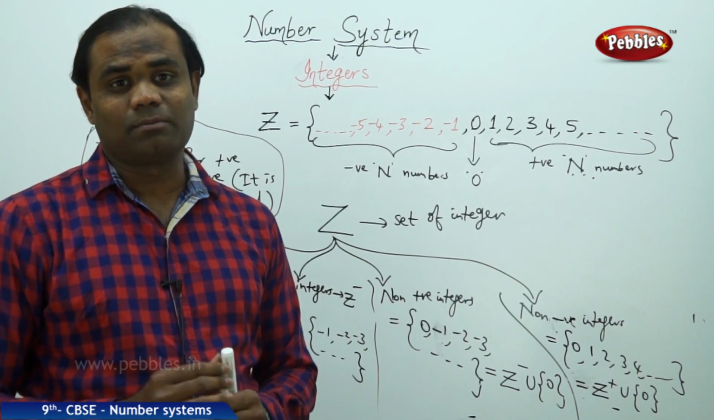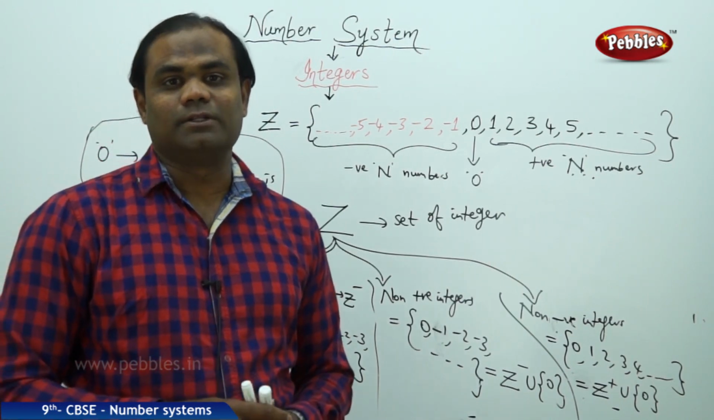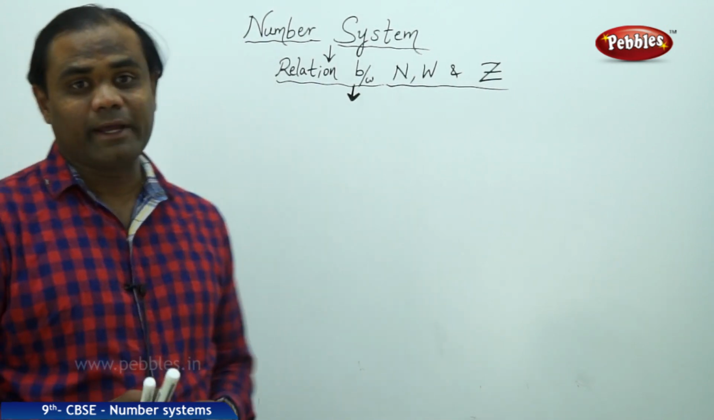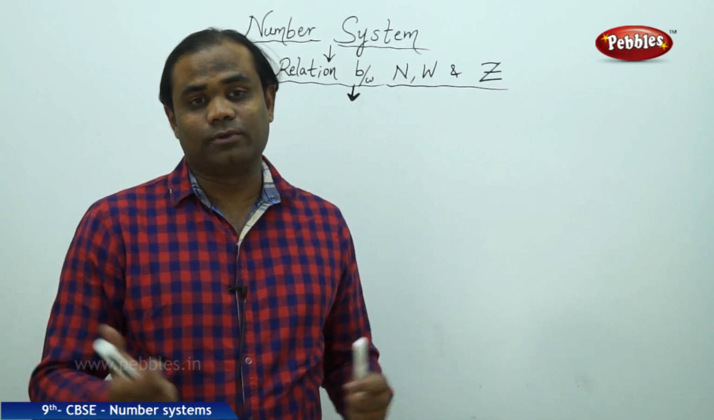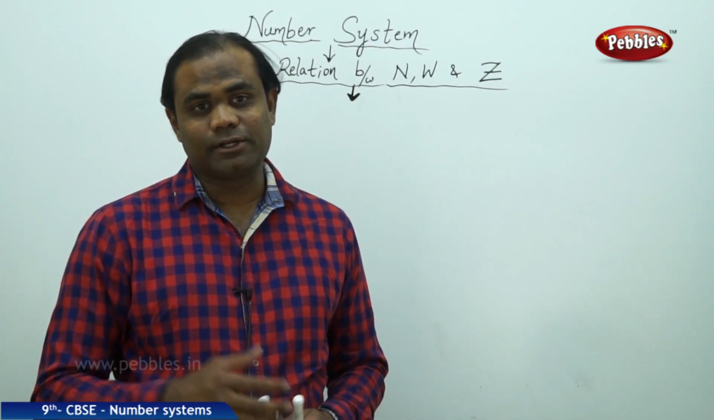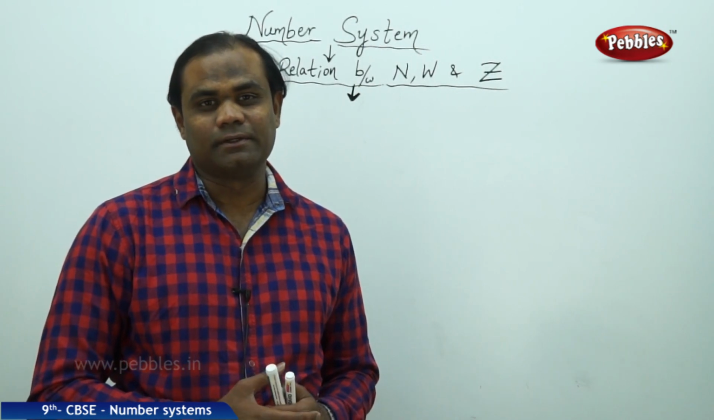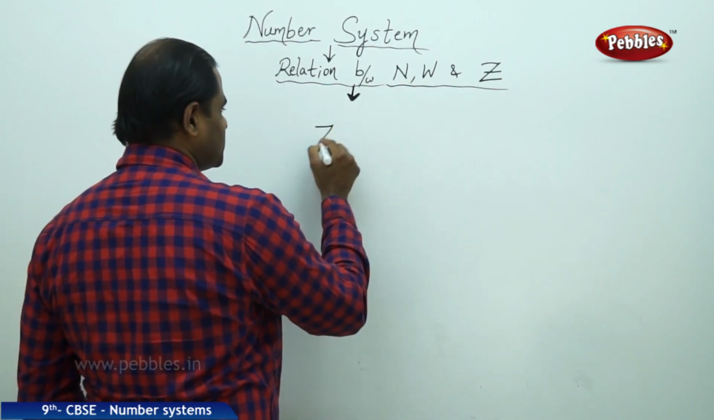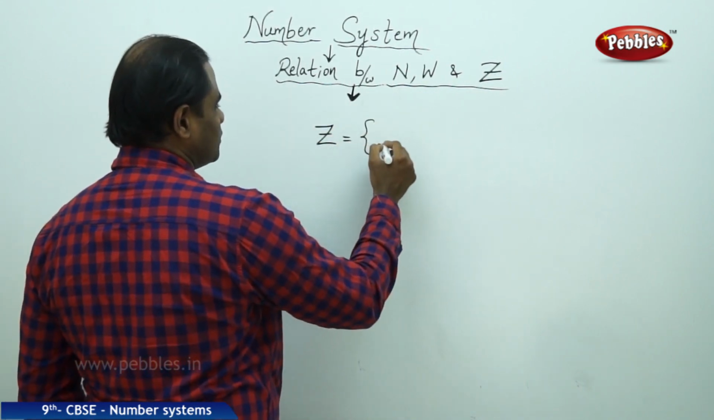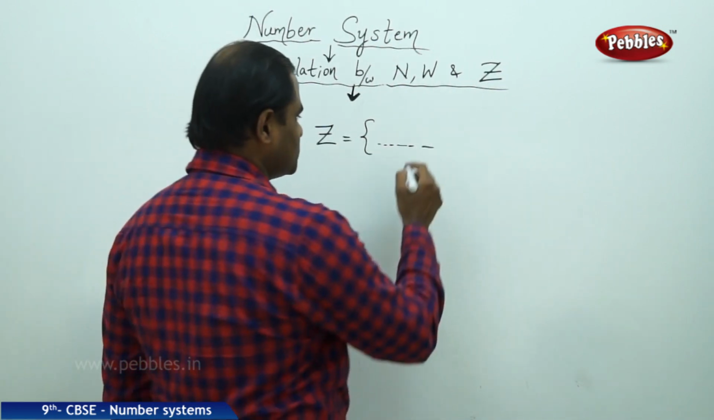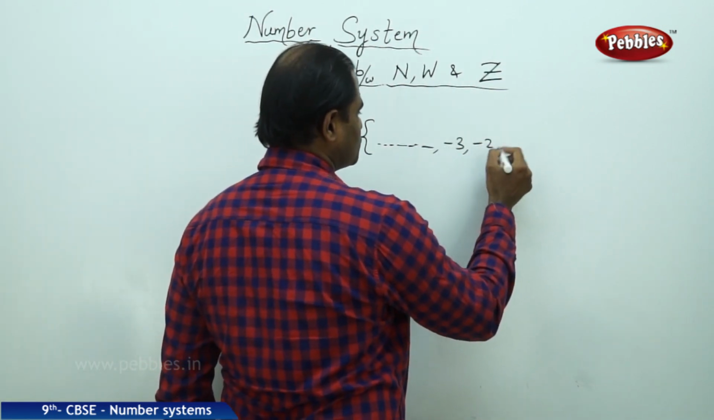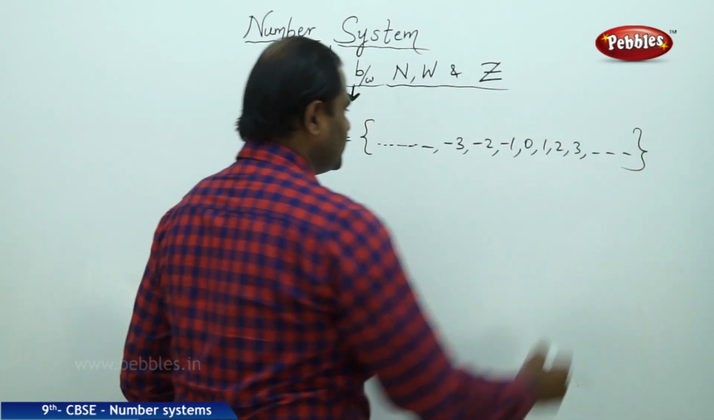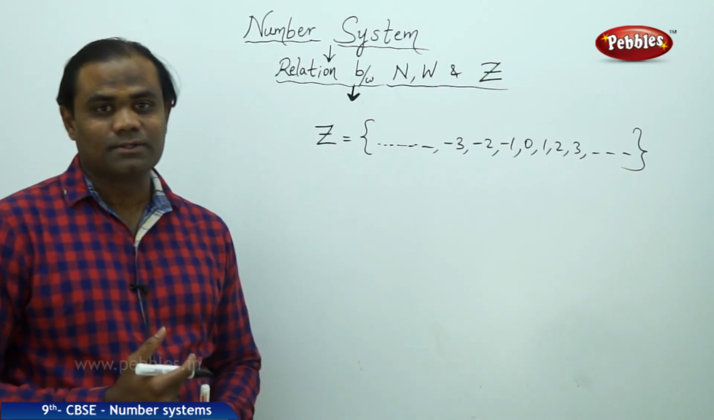Now let's see some example problems to understand the concept better. Let's see the relation between N, W and Z before we go through different examples to justify the set of integers and its identification in the respective manner. As we have seen, the set of integers denoted by Z is all the negative integers, which are minus 3, minus 2, minus 1, and 0, 1, 2, 3, 4, 5, etc. This is how we get the set of integers Z.